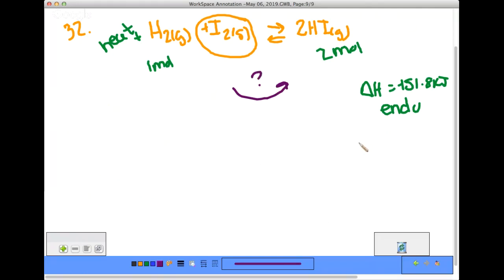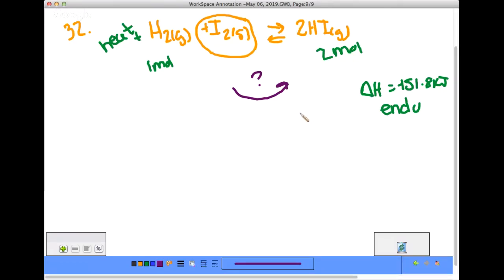Can we increase the pressure? If we increase the pressure, we're going to favor the side with fewer molecules. The products have more moles of gas, so it's not going to favor the forward reaction. That's actually going to decrease the forward reaction. So increasing pressure is not going to do the trick.